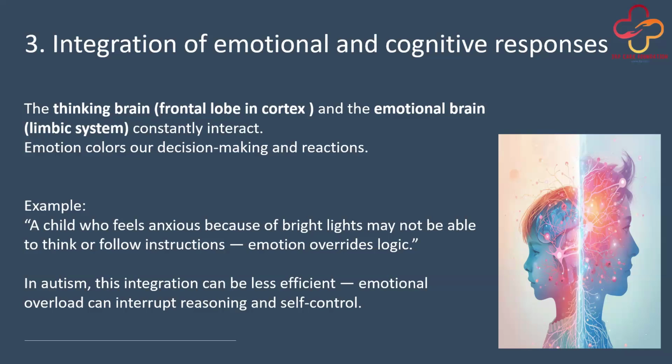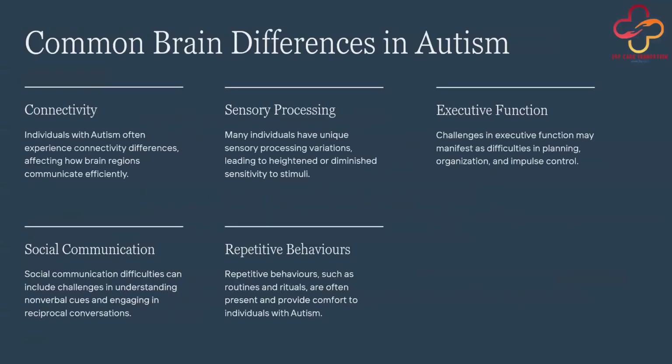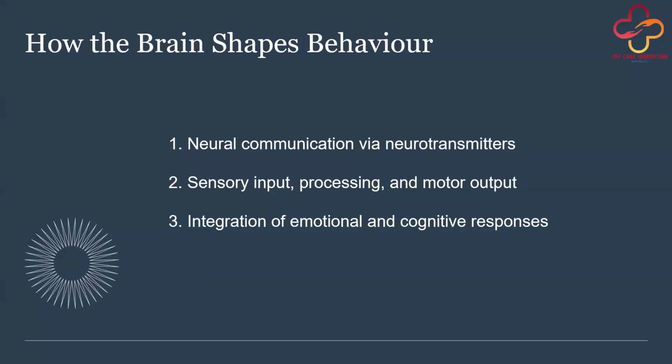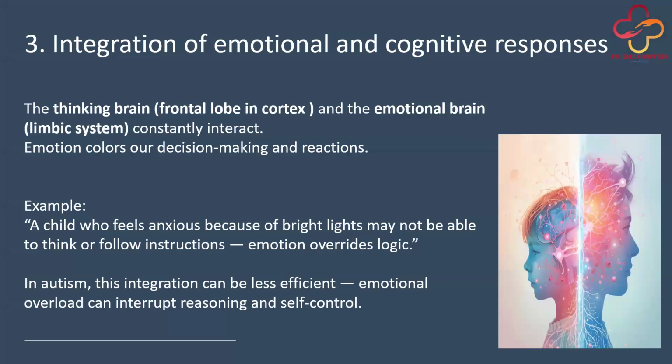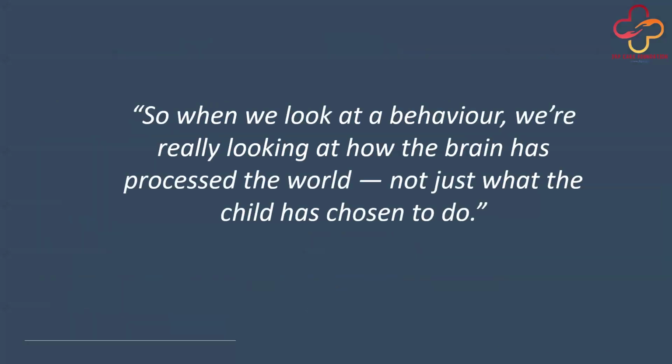So these are the three main areas which we have looked into just now. I will take you back to the screen. Neural communication via neurotransmitters: if it is distorted, then behavior gets hampered. Sensory input, processing and motor outputs, and integration of emotional and cognitive responses. Because of this, you see different behaviors in children. What are these behaviors telling us? When we look at a behavior, we are really looking at how the brain has processed the world, not just what the child has chosen to do.